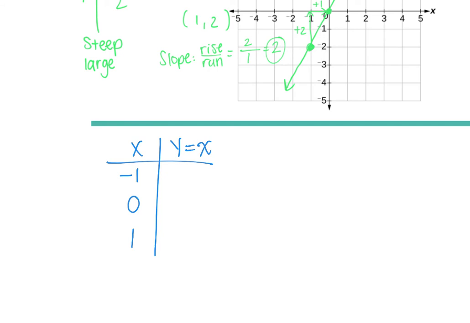-1, 0, and 1. What do I get when I plug in x equals -1? What's my y value? Nick? -1. What's my y value when I plug in x equals 0? Gabby? 0. And what's my y value when I plug in x is 1? Brady? 1. So my 3 points are (-1, -1), (0, 0), and (1, 1).